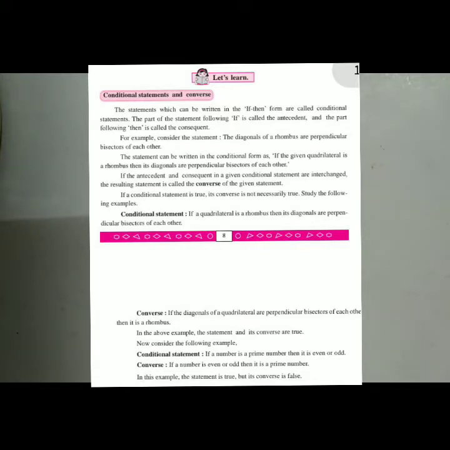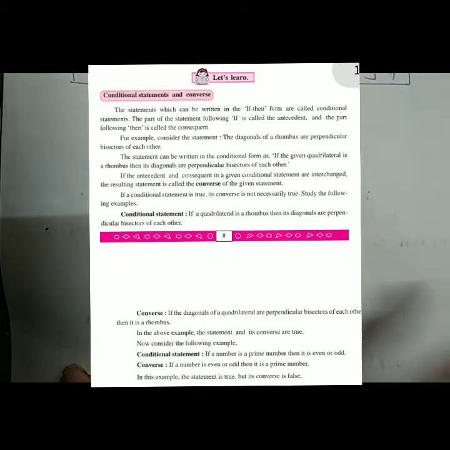The statements which can be written in the if-then form are called conditional statements. The part of the statement following if is called antecedent, and the part following then is called consequent. For example, the diagonals of a rhombus are perpendicular bisector of each other.